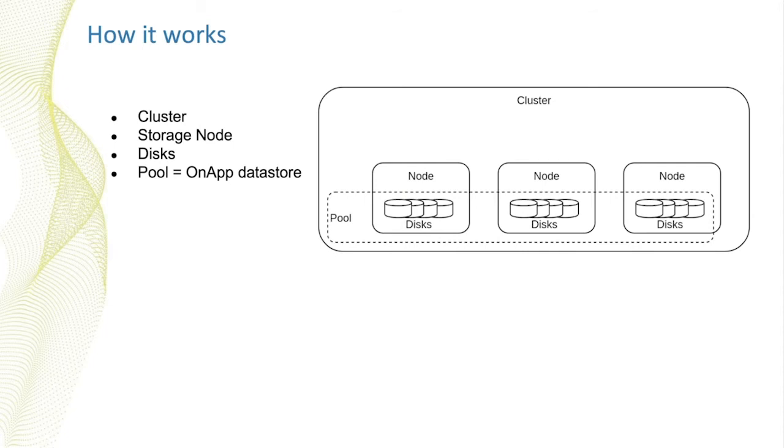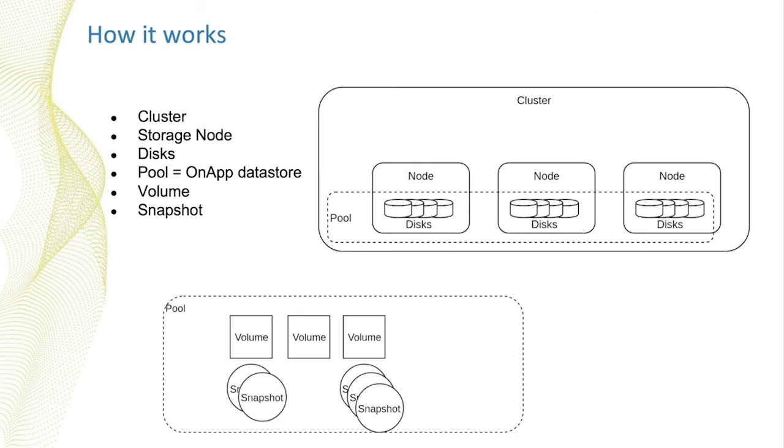So how it works: you have storage nodes, and in them you have disks, which are SSDs or hard drives. One of the key advantages of StorPool is effective pooling of capacity and performance. If you have a number of disks in a number of servers, we make them behave as one large pool of space and performance. So you share this large performance between all of your virtual machines.